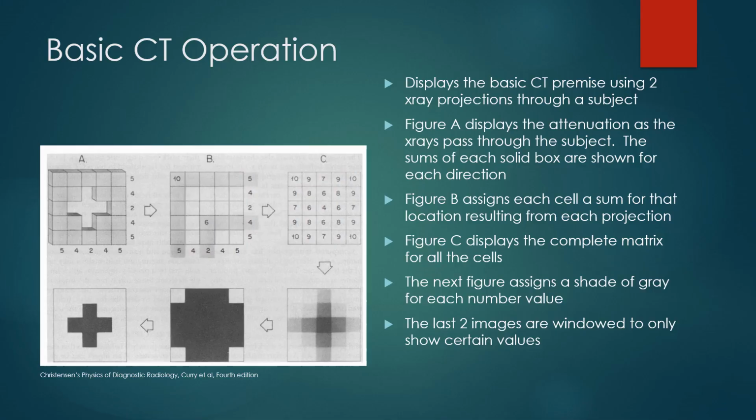The bottom right figure assigns a shade of gray for each number, 10 being white, and each consecutive lower value a shade darker. The next two images are windowed to display the values we want to see. The last image in the bottom left windows all values at 7 or higher as white and all other values as black. The result is our original subject.